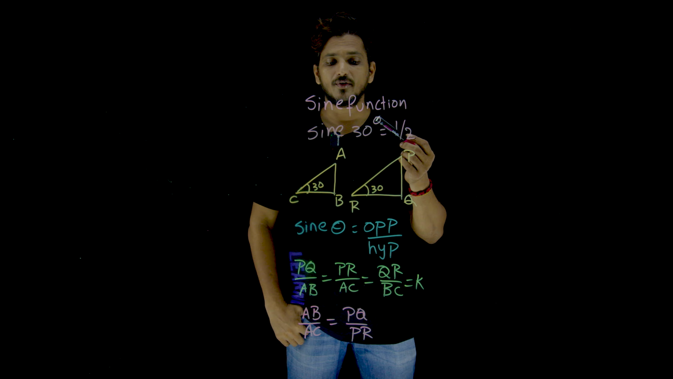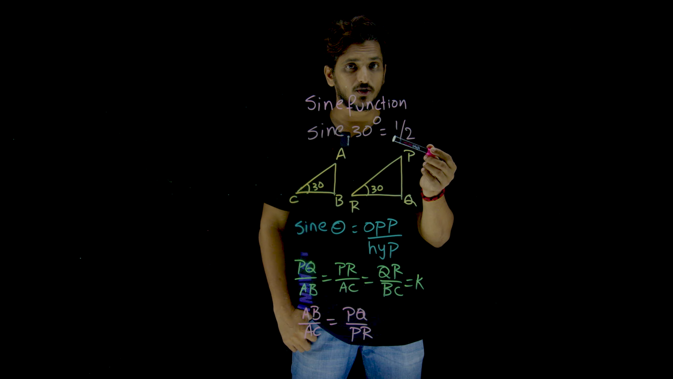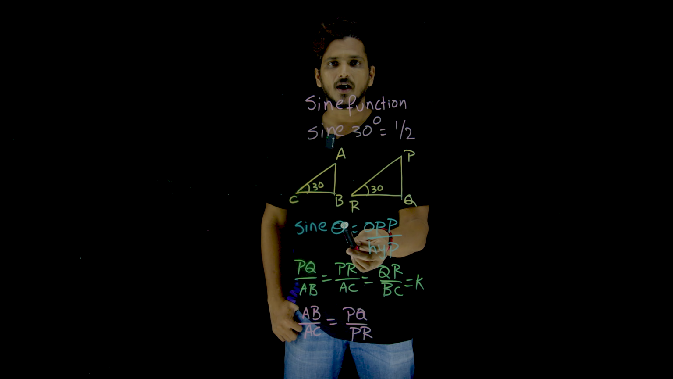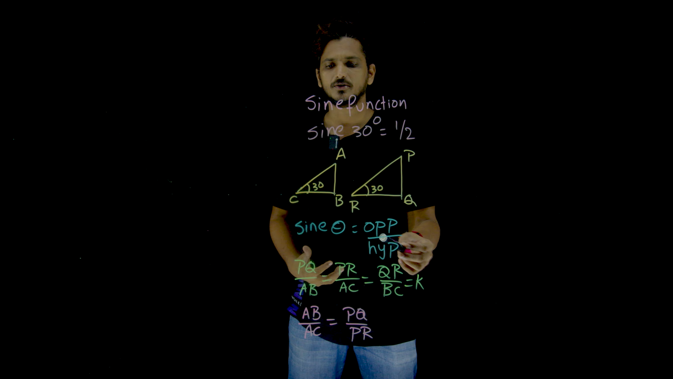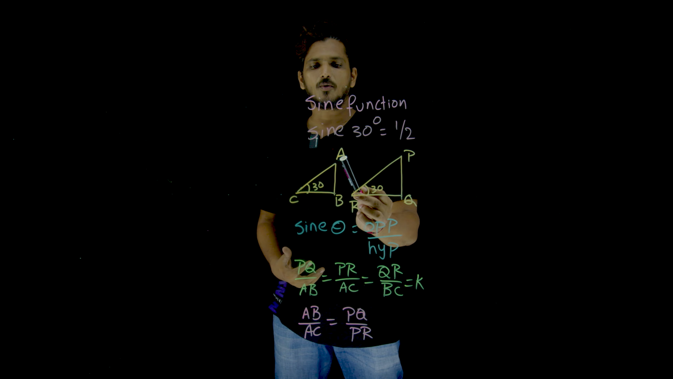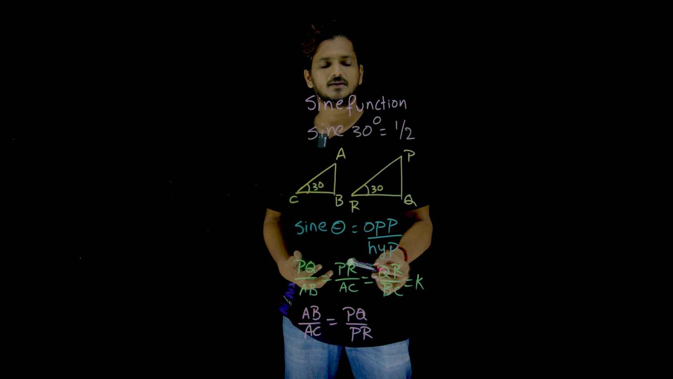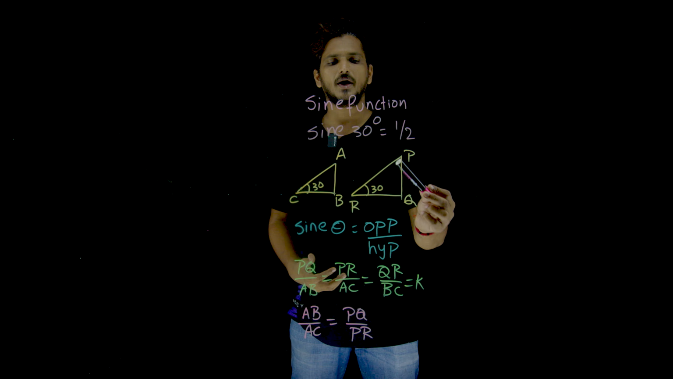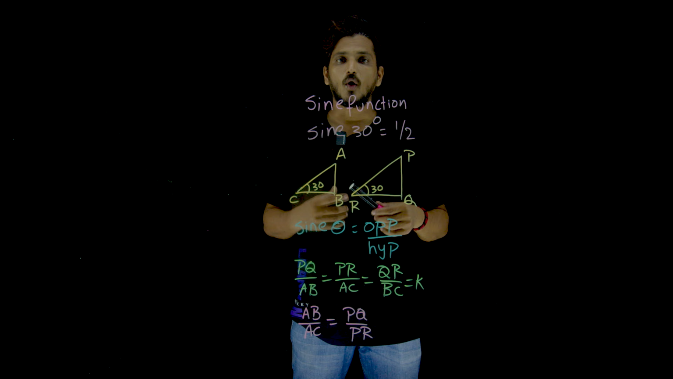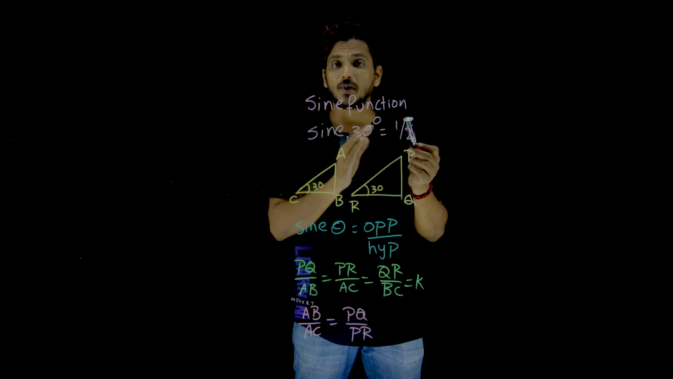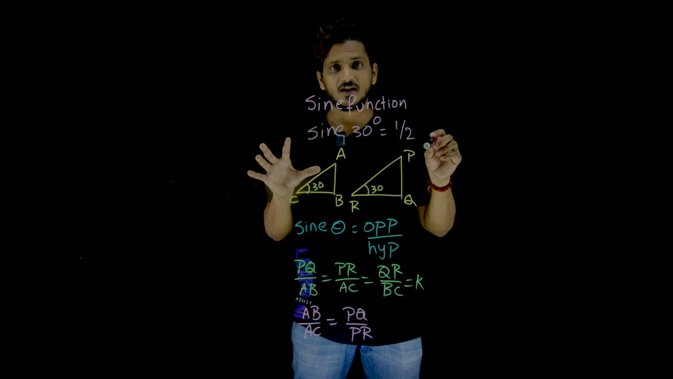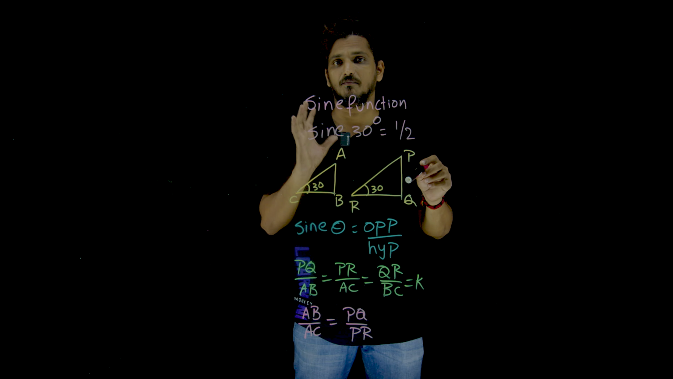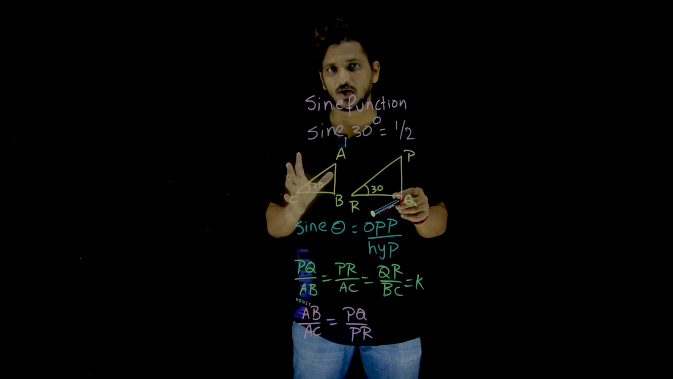The next point you need to understand: the sine function is given as sine theta equal to opposite by hypotenuse. See, sine 30 equal to opposite, which is AB, by AC. Here, PQ by PR. Why is it the same? Why is opposite by hypotenuse always the same for any sized triangle if the given angle is the same? This is the point you need to understand.